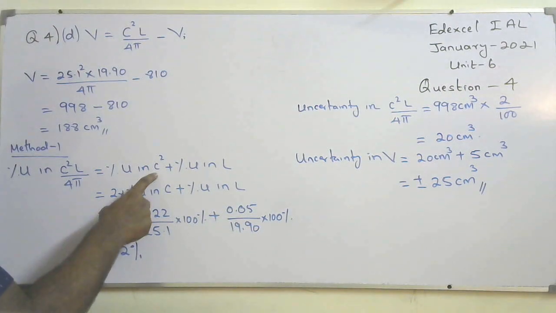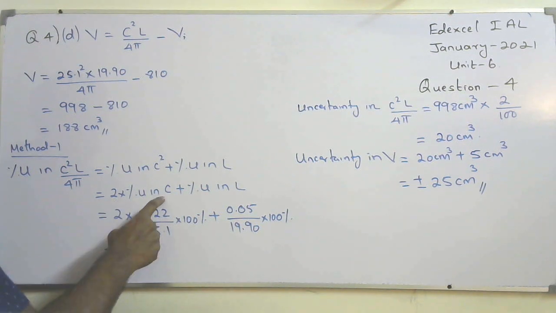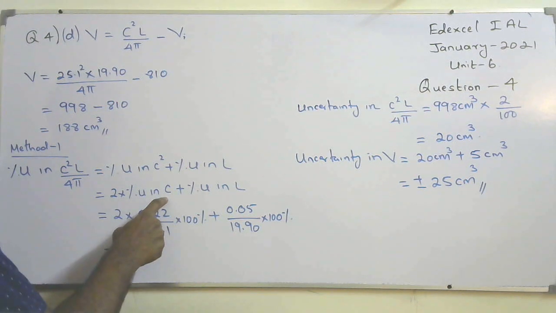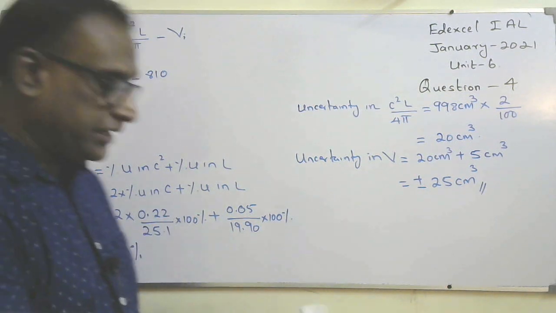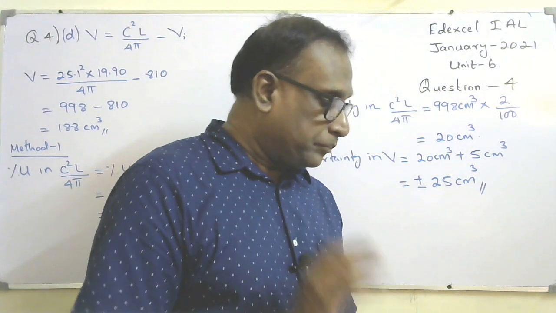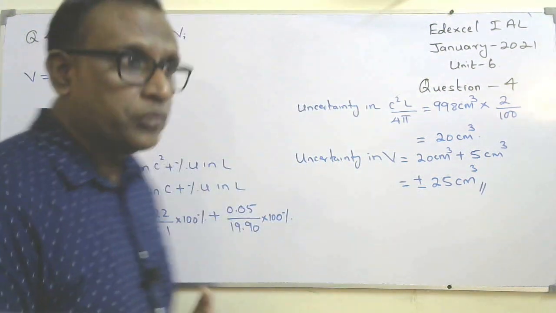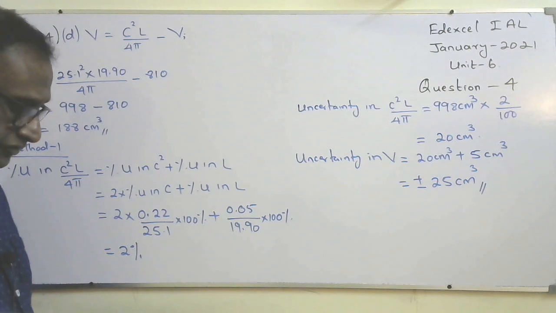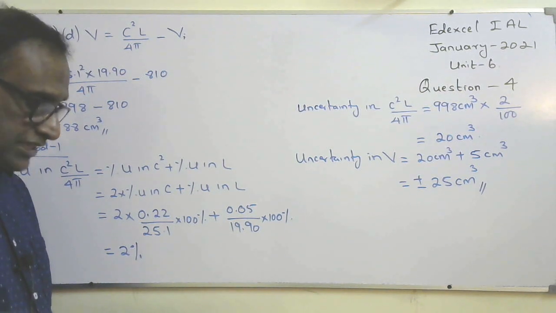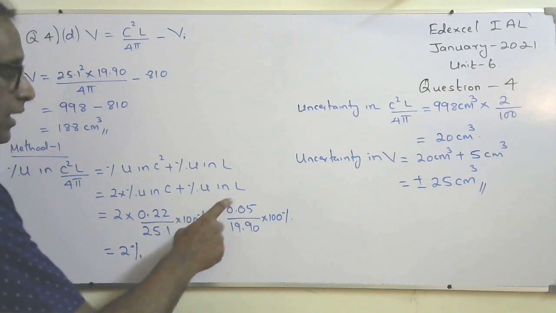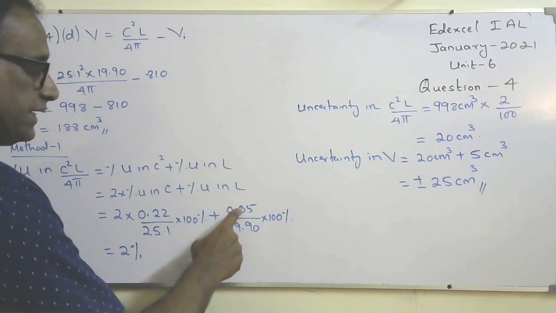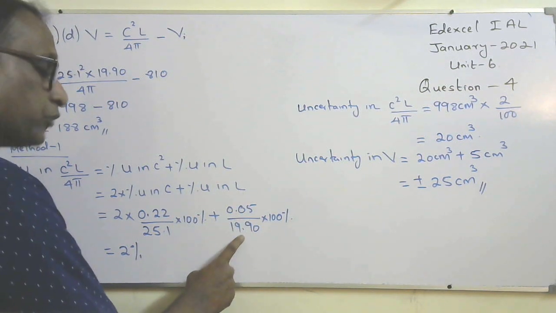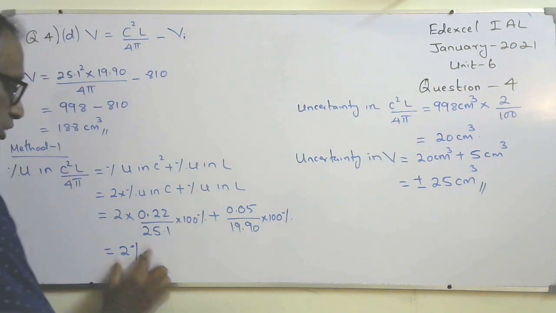So percentage uncertainty in C squared, you know the index, comes from 2 times percentage uncertainty in C plus percentage uncertainty in L. 2 times percentage uncertainty in C equals uncertainty in C, that we already found in question part C, second part, 0.22. So 0.22 over the value of C, that we also already found in part C, first part, 25.1, into 100. Percentage uncertainty in L equals uncertainty in L, which is given in the question paper as 0.05, over 19.90, into 100, you will get 2%.